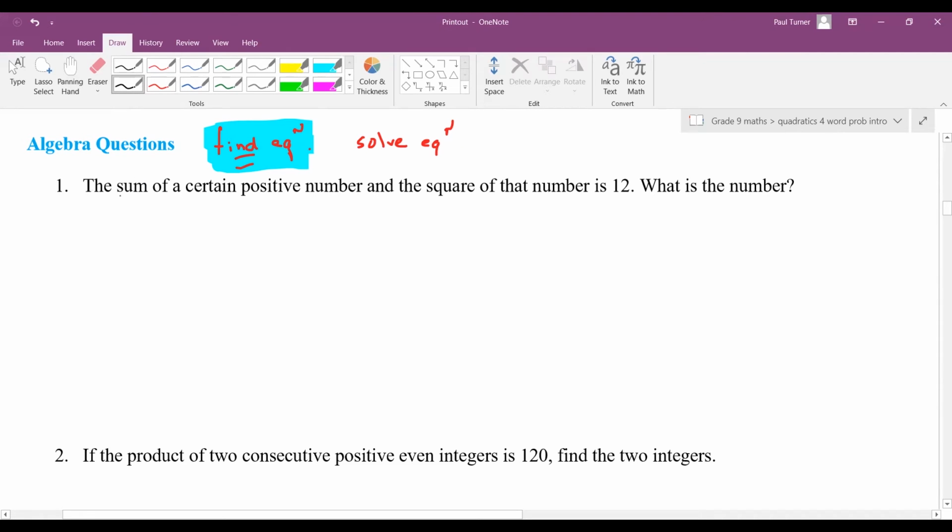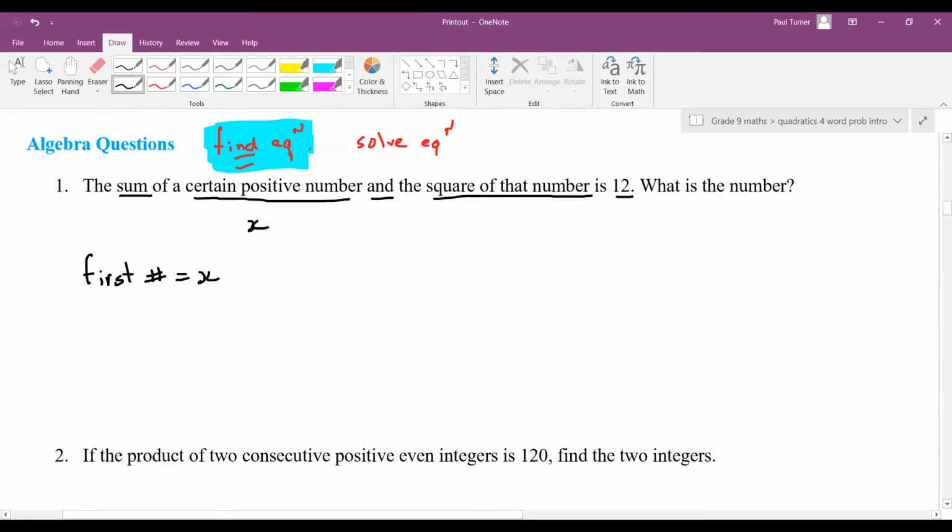We've got the sum of a certain positive number, some number. So what we should do is call that X. And the square of that number is 12. So let's say the first number is X. You can call this G, S, T, P, Q, whatever, Y, it doesn't matter. But normally we use X, don't we, in maths? So we'll stick with X.